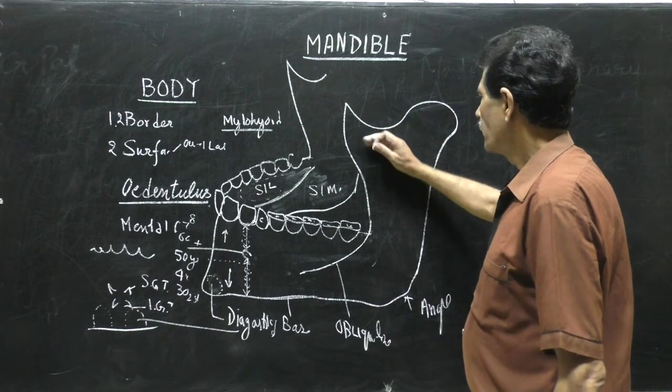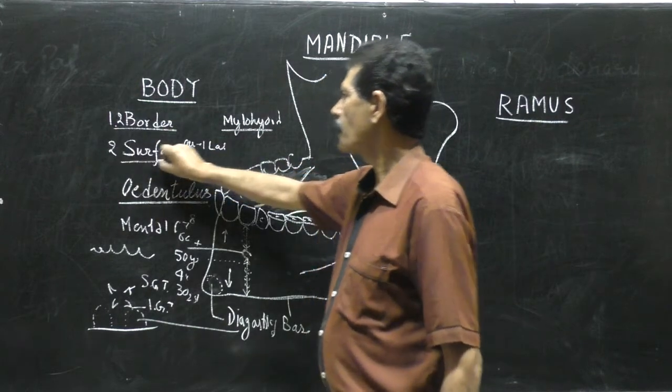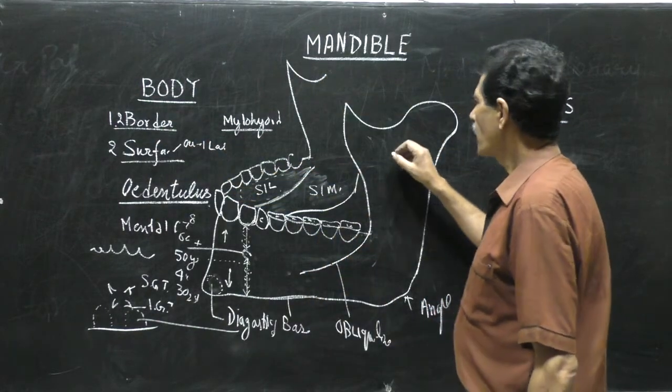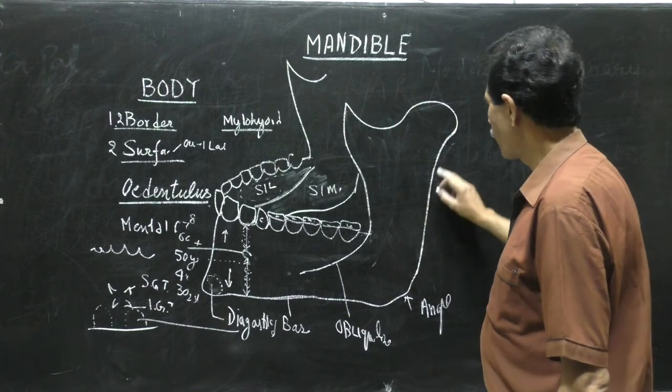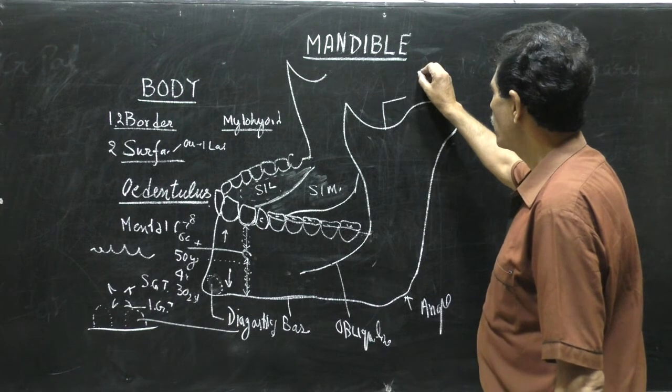Then it also has two borders and two surfaces. The borders are the anterior border and the posterior border. The upper part is also called the sigmoid notch, which is called the mandibular notch.